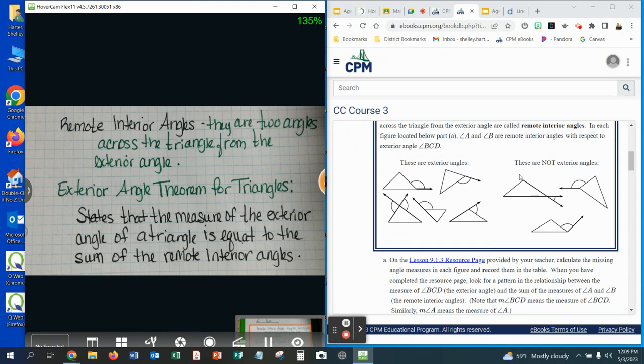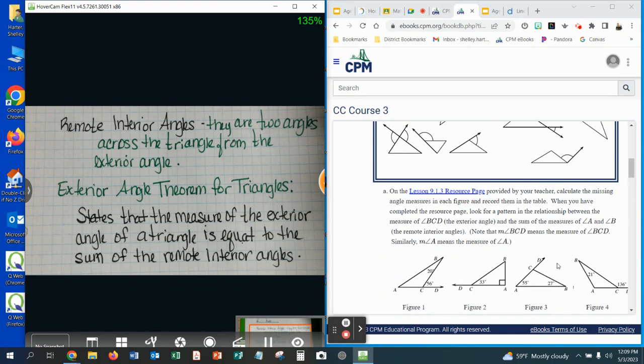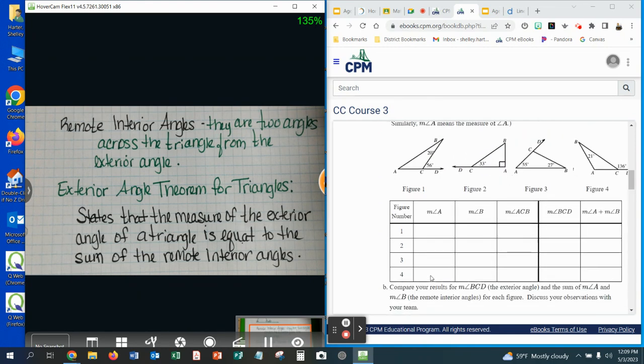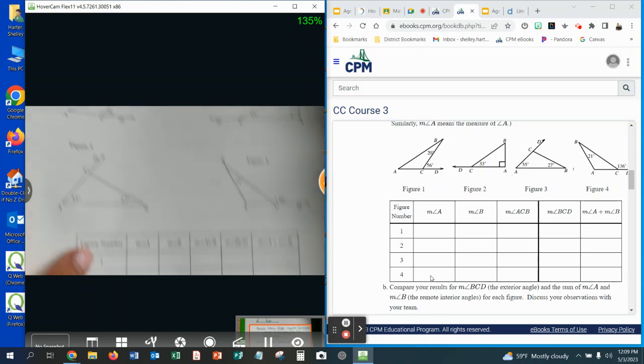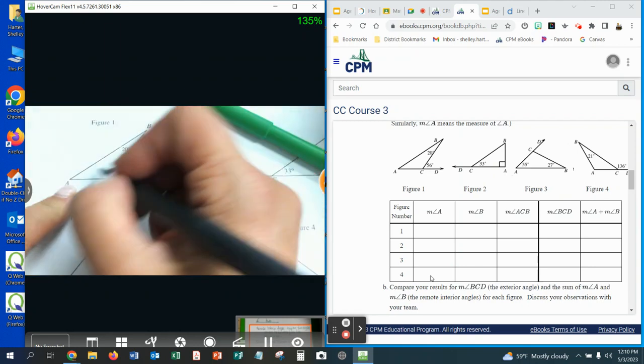So for instance, when you're looking at exterior angles, these are all exterior angles. These are not exterior angles. All right. So get out your 9.1.3 sheet here. Okay, let's take a look at this. Remember the triangles? This is going to be a very similar situation, right?